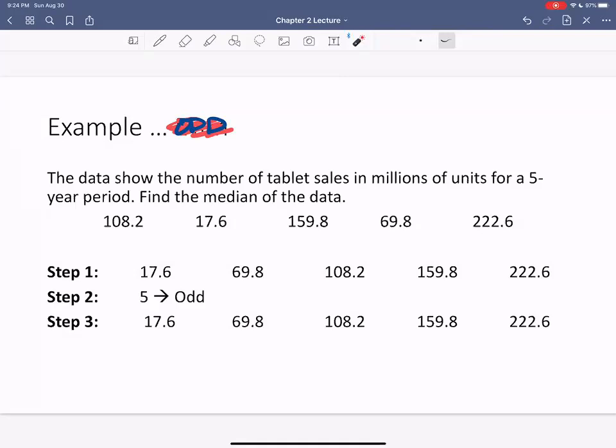All right, so I have 1, 2, 3, 4, 5 pieces of data. All right, so that's step 1. So I've ordered them from smallest to largest right here. Then I have 5, which is odd. And then now I take the middle. And for us, it's right here. Here is the middle piece of data.